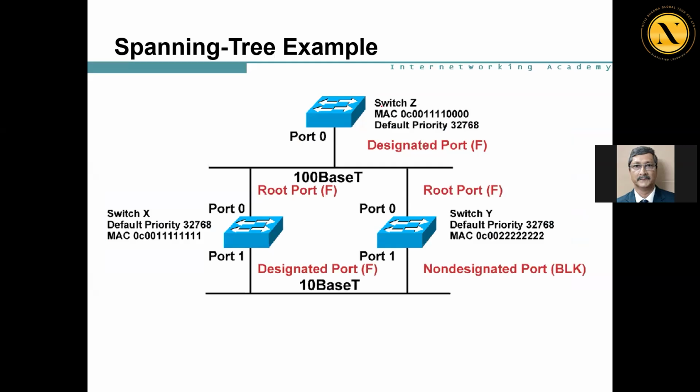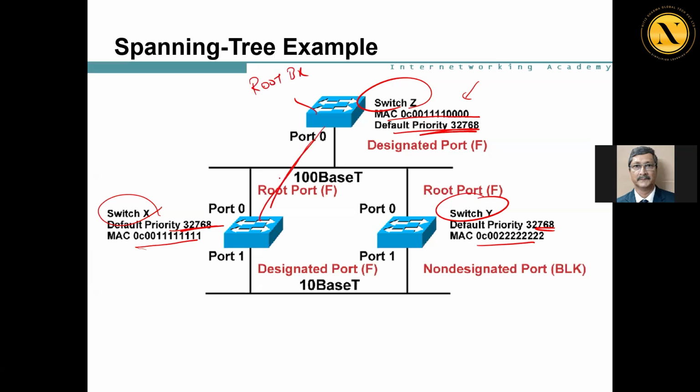So now in this table, this topology diagram, we have 3 switches: switch Z, switch X, and switch Y. Look, everybody's priority is same, 30,768. Now who has got the lowest MAC address? This guy has got this MAC address, this guy has got this, this guy has got this one. So I think the lowest is this one. So this will become the root bridge, right?